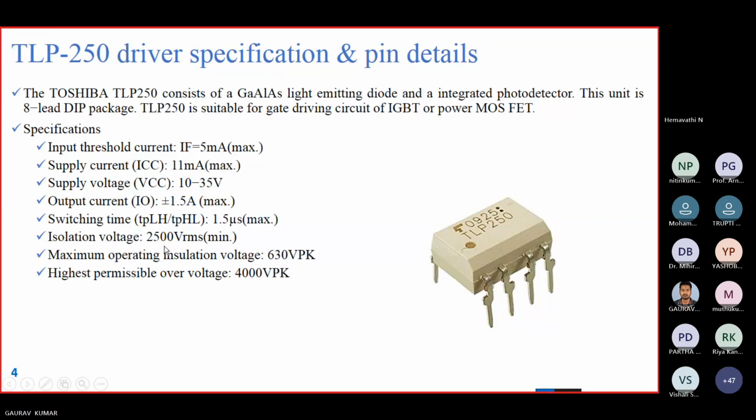Isolation voltage. Actually, the driver circuit, as I have told you, provides isolation between the microcontroller circuit and the converter power circuit. This isolation voltage is minimum 2500 volt RMS, the maximum operating voltage during normal operation is 630 volt peak, and the highest permissible over voltage is 4000 volt peak. If we want to go above 4000 or 5000, then we go for opto isolator drivers.